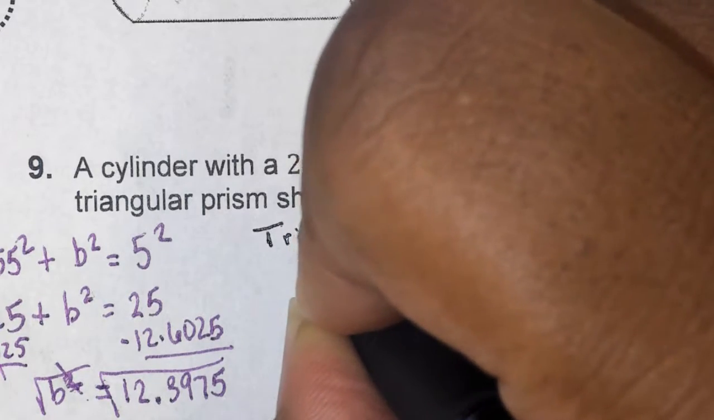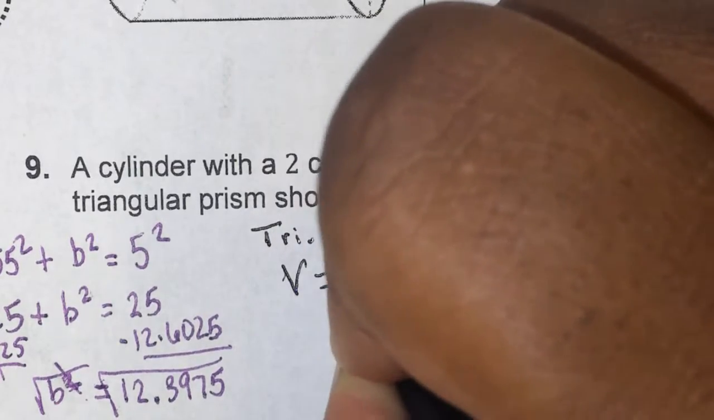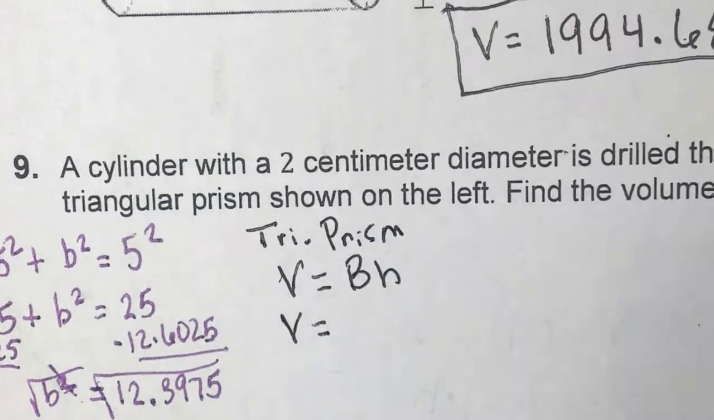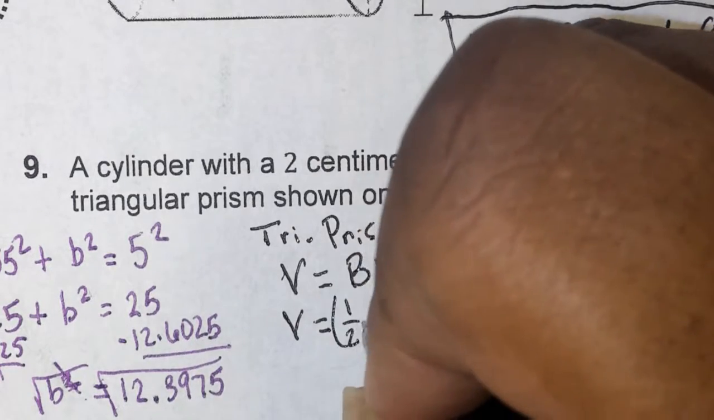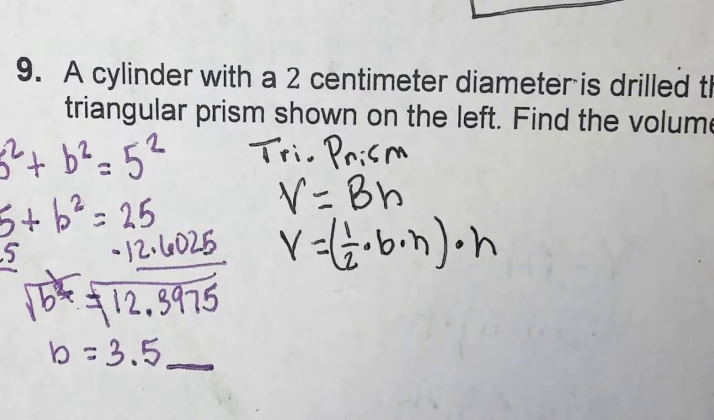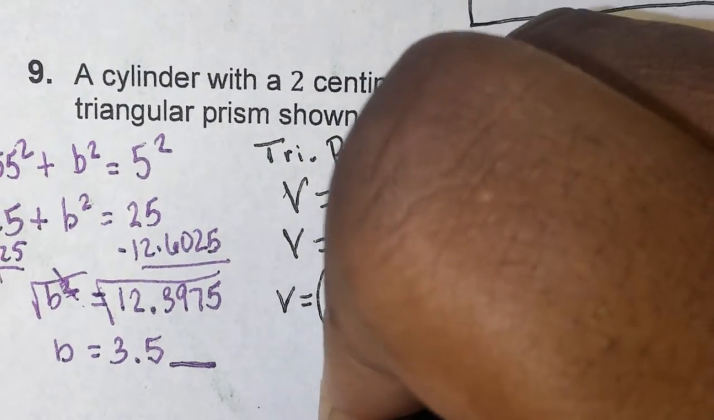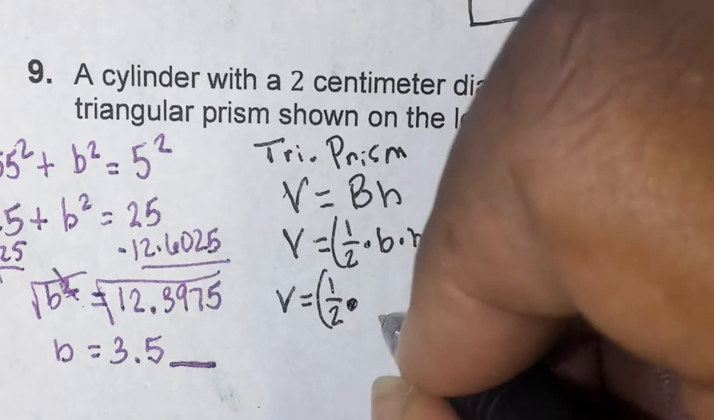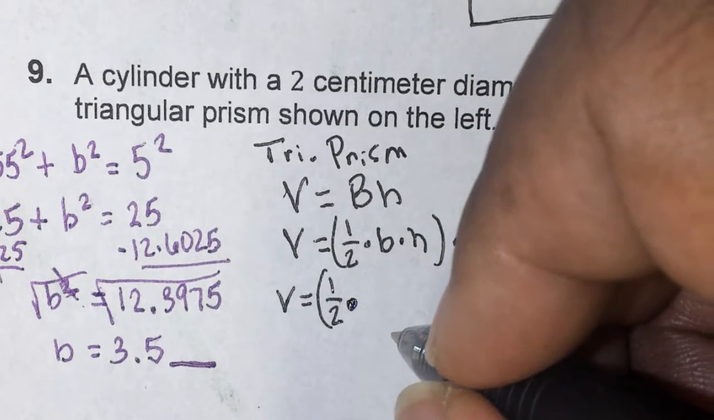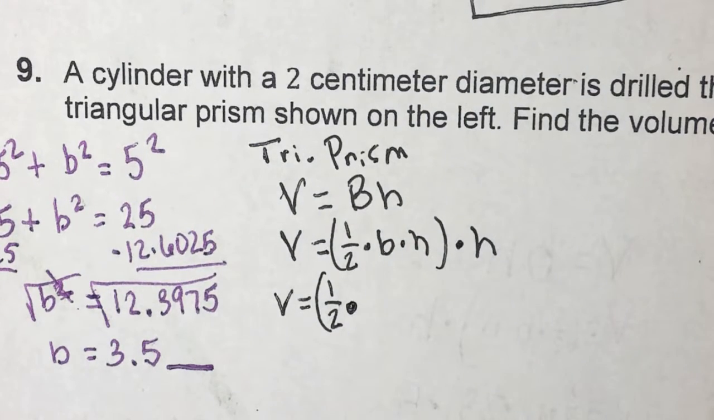And we're going to write our formula out. So we're doing triangular prism first. Volume equals capital B times H. Make the adjustment. Volume equals 1/2 times B times H times H. And then put your numbers in. 1/2 times our base is going to be what? Make sure y'all get that right. How do we not know this in here? What is our base going to be?